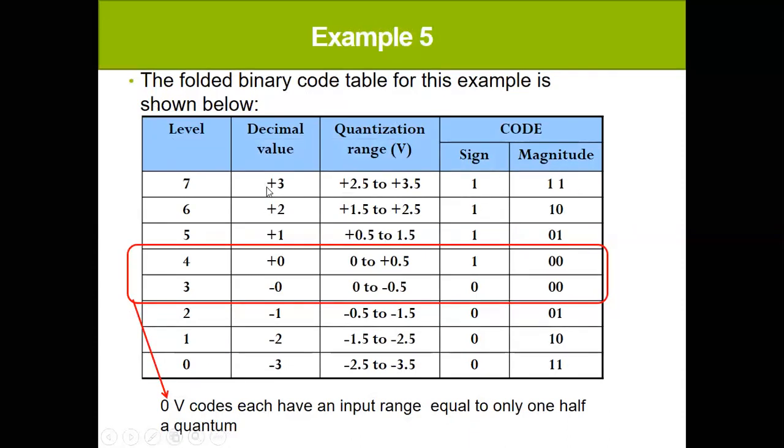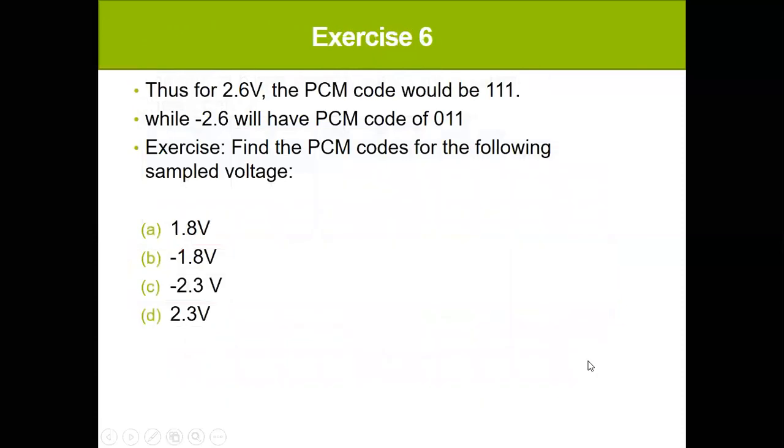If the value is between plus 2.5 and 3.5, it will be quantized to plus 3. This is the quantized value, and level 7 means 1, 1, 1, where the first 1 means positive. Likewise for negative 3: if the value is between negative 2.5 and negative 3.5, it will be approximated to negative 3. This is level 0, and the sign bit is 0 and the magnitude is 1, 1, so 0, 1, 1. But we are focusing here more on linear PCM.